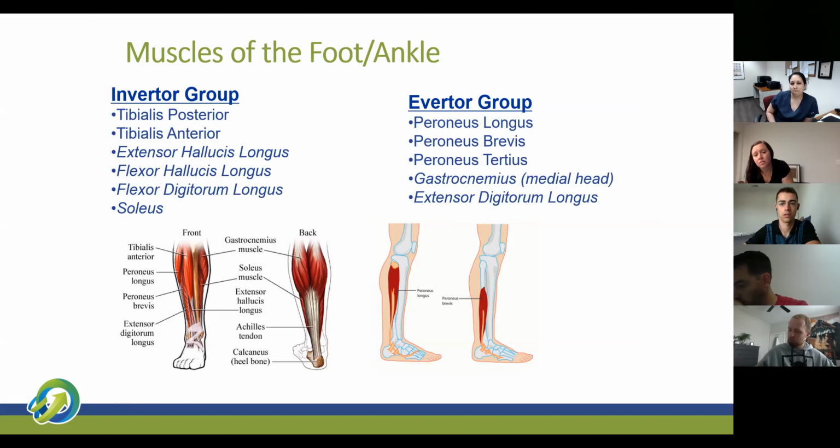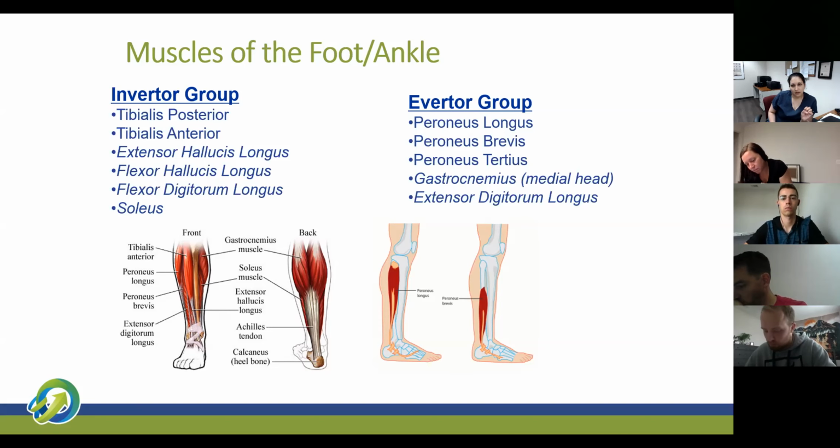And one more. The extensor digitorum longus as well. So the extensor digitorum longus and the peroneus tertius dorsiflex and evert. And then the other ones, peroneus longus, brevis, and gastrocs, are all plantar flexors and they evert.